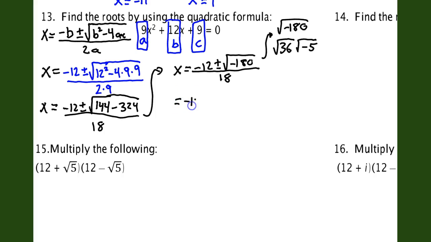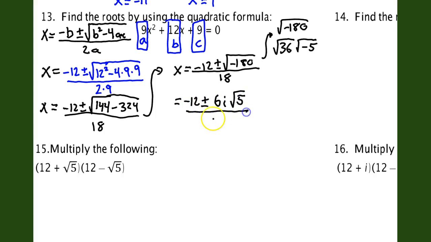So we'll have negative 12 plus or minus the square root of 36, right, which is just 6, and then the square root of this negative 5, well, the negative will give us the i, and the square root of 5 we can't really take, so we just leave it as root 5.